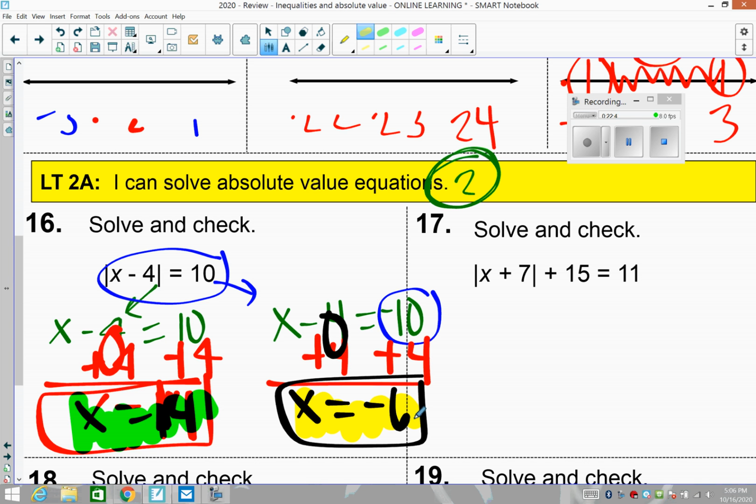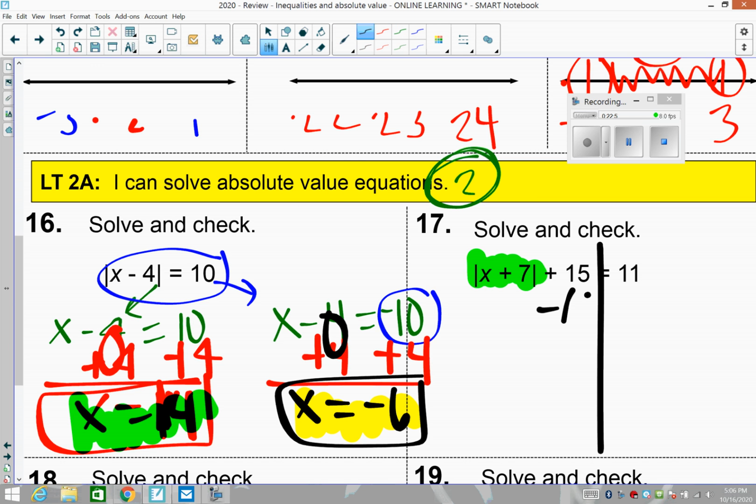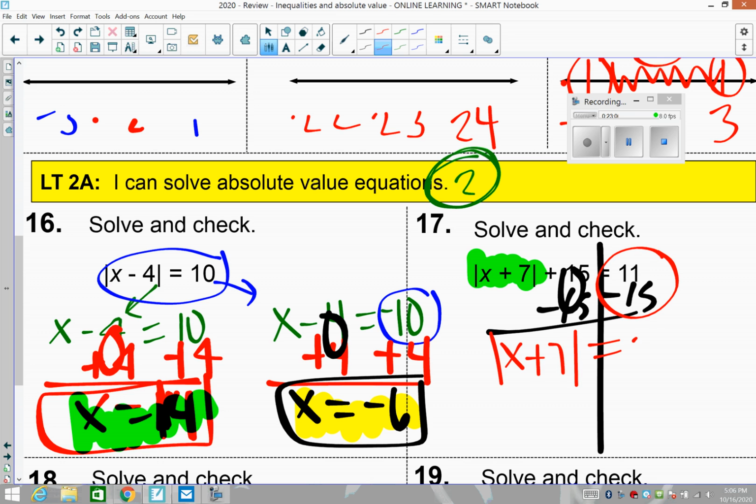All right, solve and check. Here we go. Absolute value. Now to do that, we need to isolate the absolute value before we can do any splitting. So we got to isolate that first. So clean up the yard before we split. So I subtract 15 from both sides. So I end up with the absolute value of x plus 7 is equal to, that comes out to negative 4.